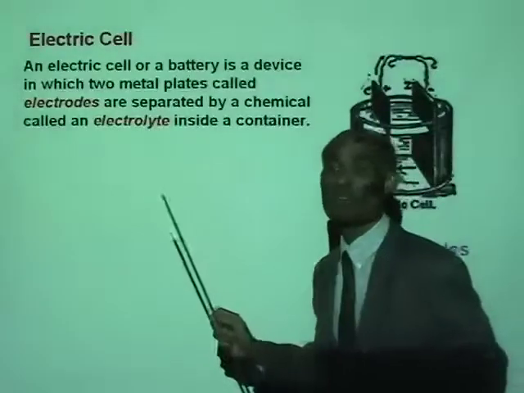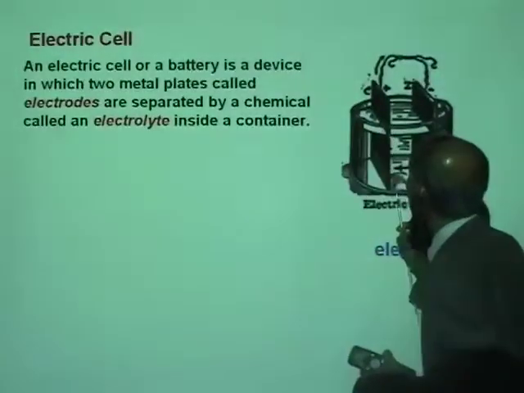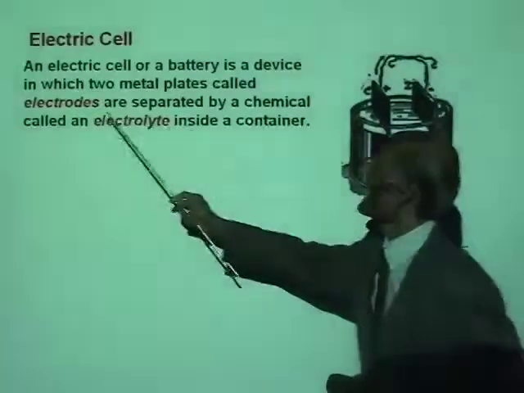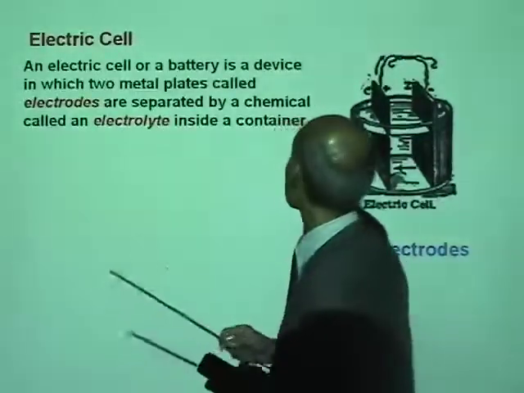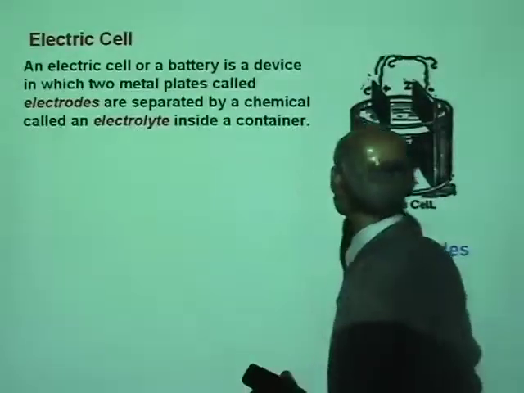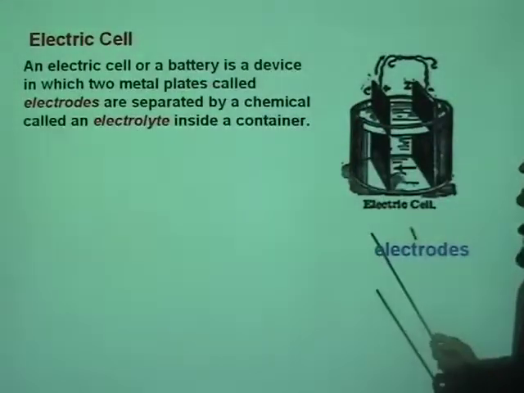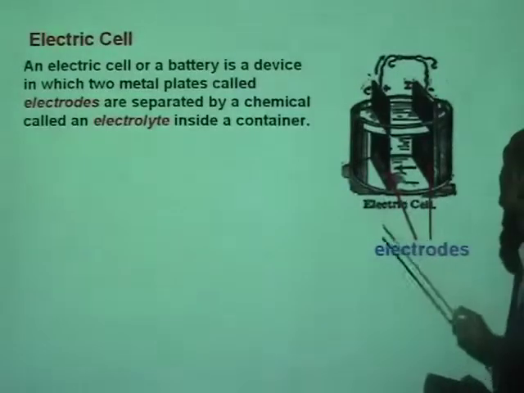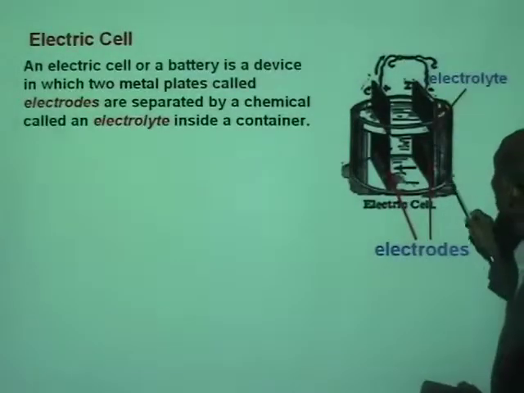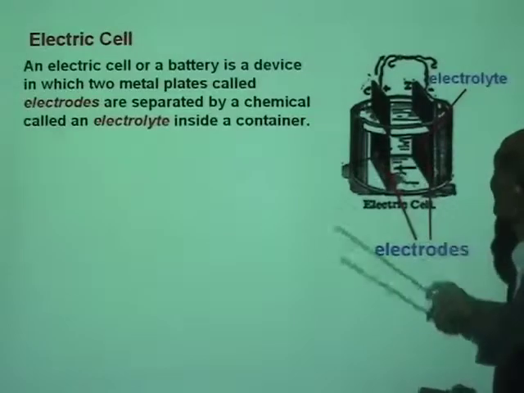I want you to remember these terms. Now, these two metal plates are called electrodes. One is the positive electrode, the other is the negative electrode. And the acid is the electrolyte. So you got the electrodes, these two are the electrodes, and this is the electrolyte, the acid.